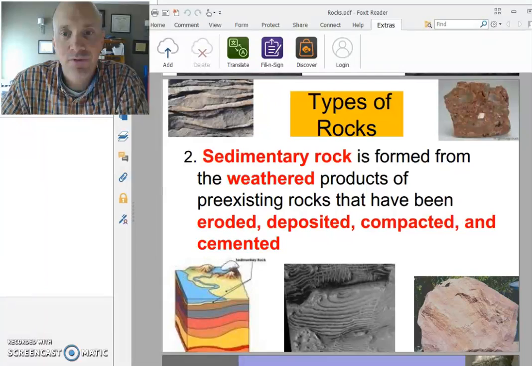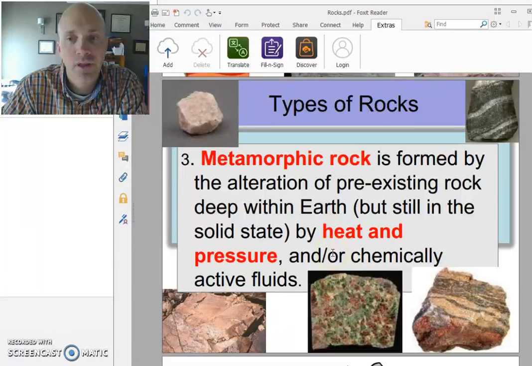The next major type of rock is a sedimentary rock. A sedimentary rock is a rock that is formed from the weathered products of pre-existing rocks that have been eroded, deposited, compacted, and cemented. The last major type of rock is a metamorphic rock, and that's one that is formed by the alteration of pre-existing rock deep within the earth, but still in its solid state. This happens by application of heat and pressure, and possibly some other chemical agents.